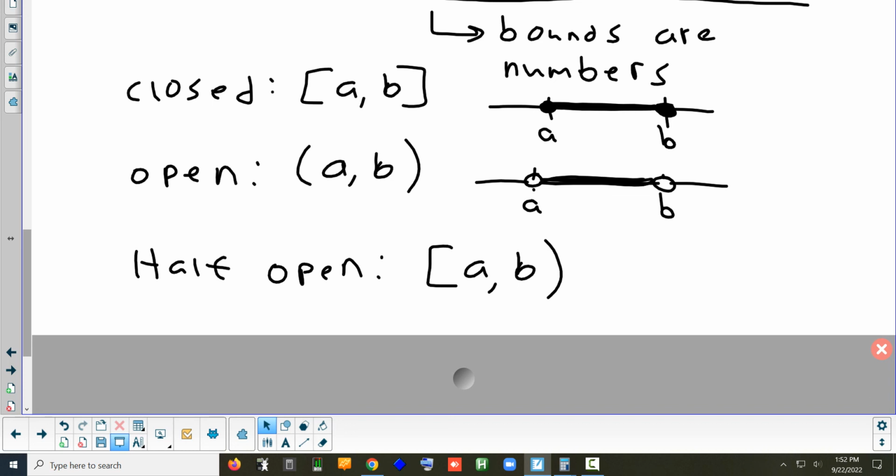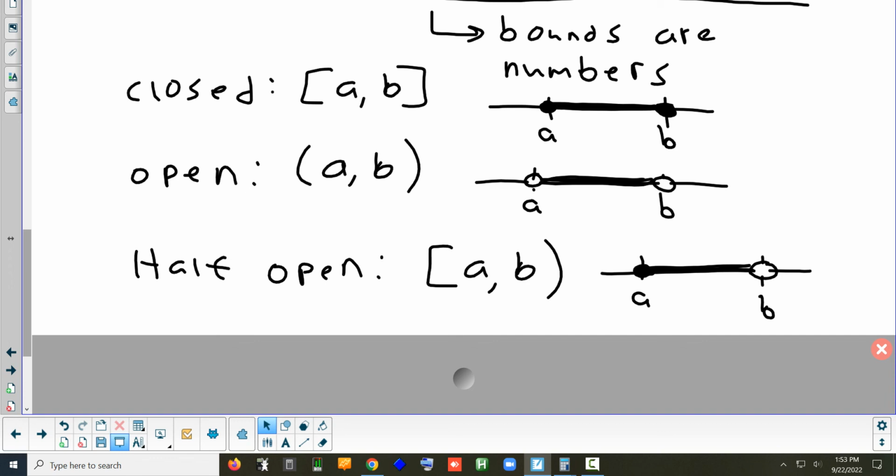Now we can also have what's called a half-open interval. Half-open means you can include one, but you can't include the other. So half-open would look like this, and shade between. That's a half-open interval on the right.